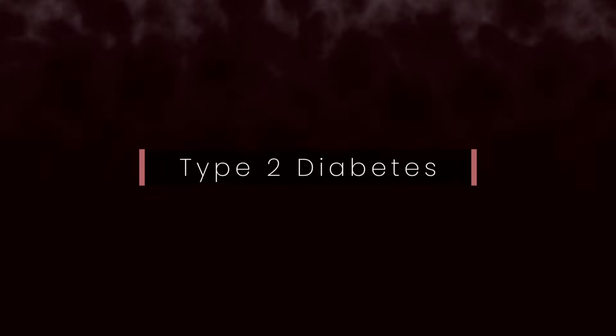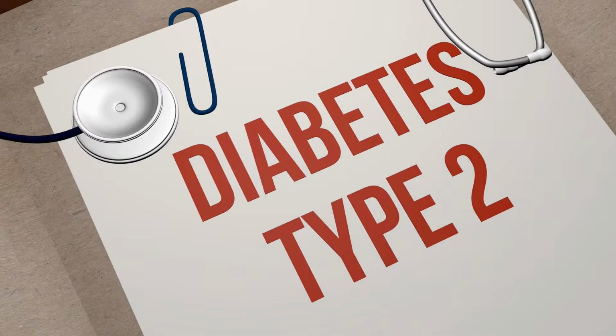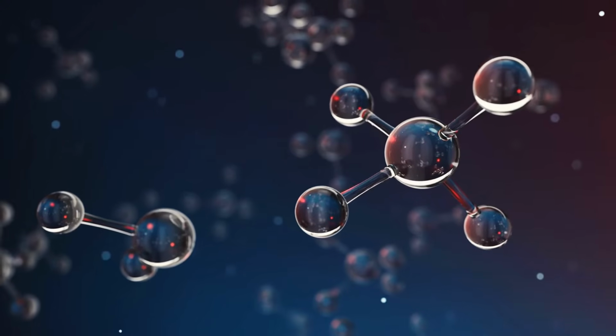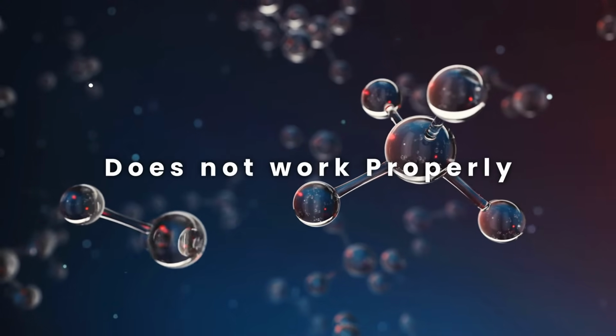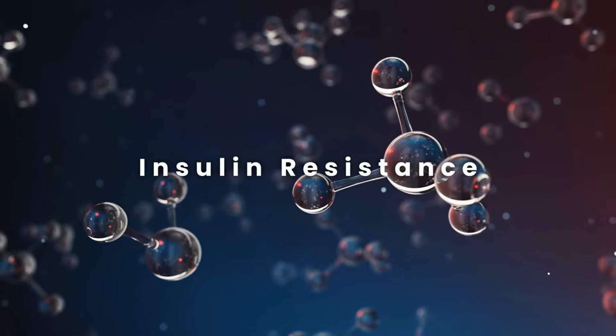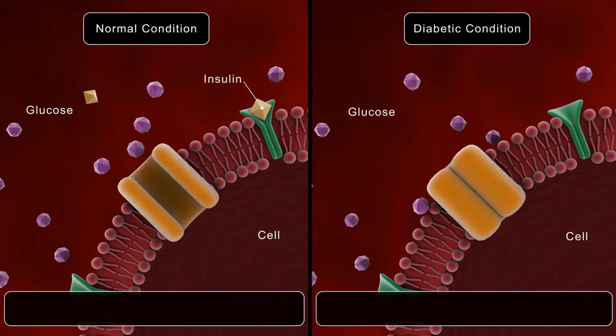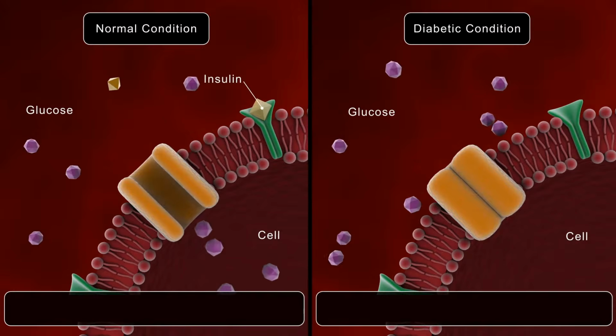Type 2 diabetes. Type 2 diabetes is the most common type in the world. In type 2, the body still makes insulin, but the insulin does not work properly. This problem is called insulin resistance. Imagine trying to use a key that fits the lock but becomes rusty and doesn't open the door properly. That's how insulin resistance works.